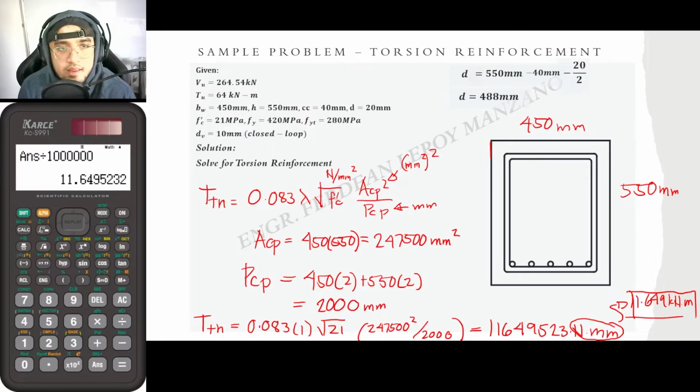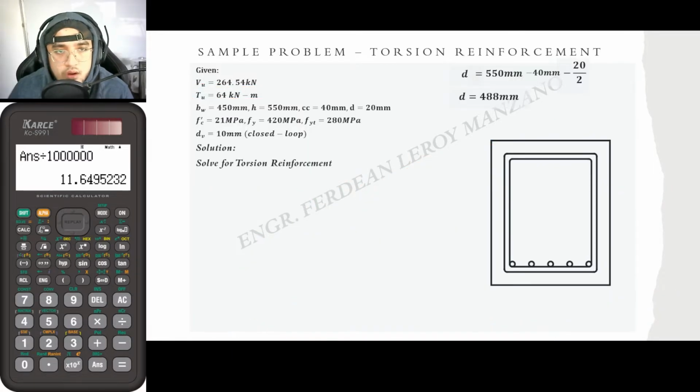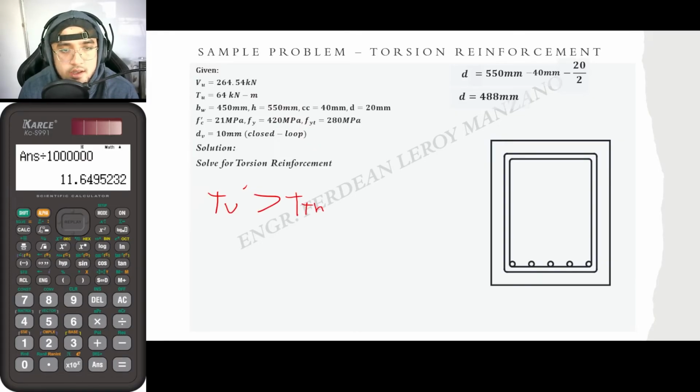So as you can see, our torsion is 64 kilonewton meter, and the threshold is 11.649. Since our required torsion is 64 and our threshold is less than that, it means that torsion reinforcement is required. Once again, since the value of our torsion is greater than TTH, or actually we should still be multiplying it, but it is common sense already that this is the case.